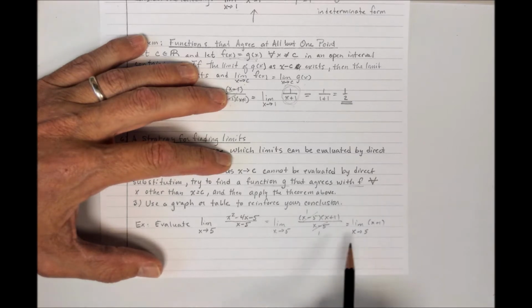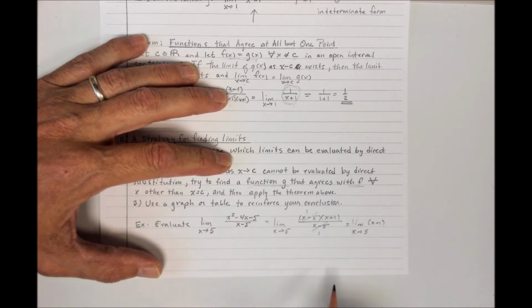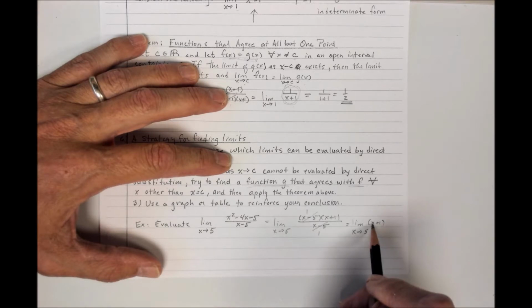Well, the limit as x approaches 5 of x plus 1, I can use direct substitution. This function agrees with this function at every possible x except for 5. But as I mentioned before at the very beginning of this video, you don't even have to have our function defined at the value at which you're taking the limit. So in this case, I'm just going to use direct substitution. I'm going to put 5 plus 1, which is 6.